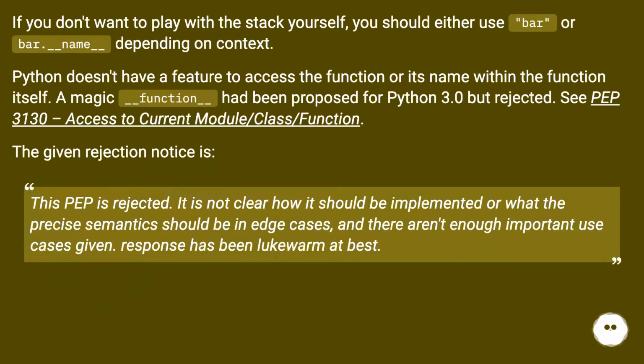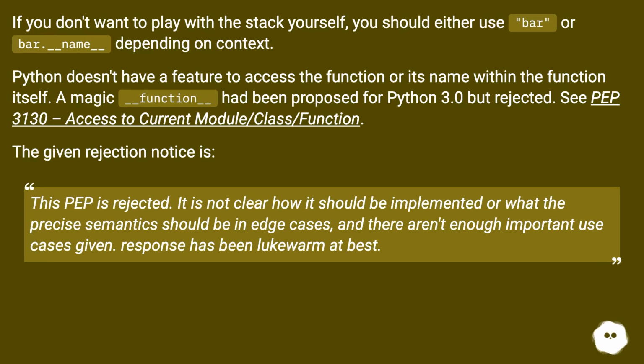If you don't want to play with the stack yourself, you should either use bar or bar.__name__ depending on context. Python doesn't have a feature to access the function or its name within the function itself. A magic __function__ had been proposed for Python 3.0 but rejected. See PEP 3130, access to current module, class, function.